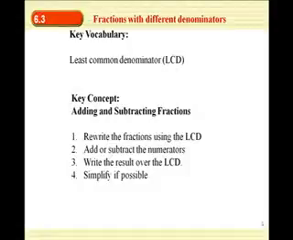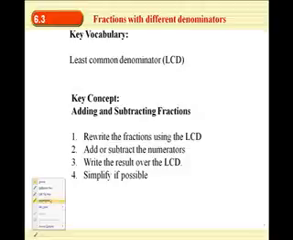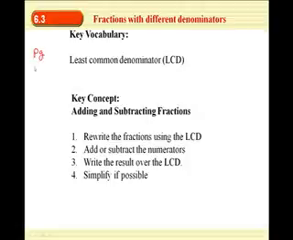All right, sixth graders, 6.3, let's do some fractions with different denominators. In this lesson, fractions are going to look a little bit different because the denominators are going to have different numbers. This is page 302 in your book.